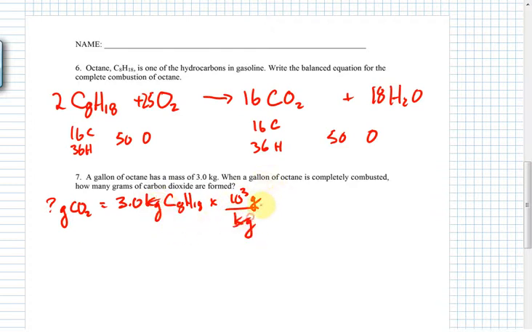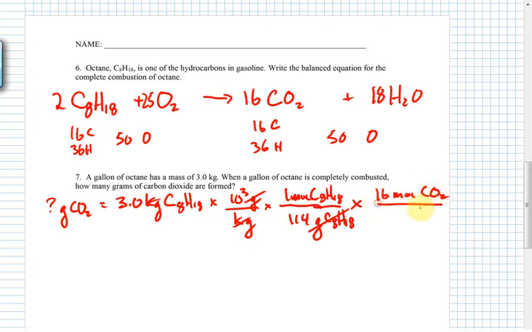Love the metric system. 1 mole of C8H18 has a mass of 114 grams of C8H18. Again, if you add up 8 carbons and 18 hydrogens, that's what you get, 114 grams per mole. So grams cancel grams. The balanced equation up here now tells me that I get 16 moles of carbon dioxide produced for every 2 moles of octane that burns. So moles on the bottom cancel moles on the top.